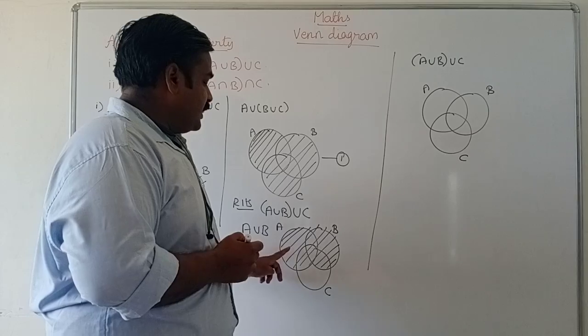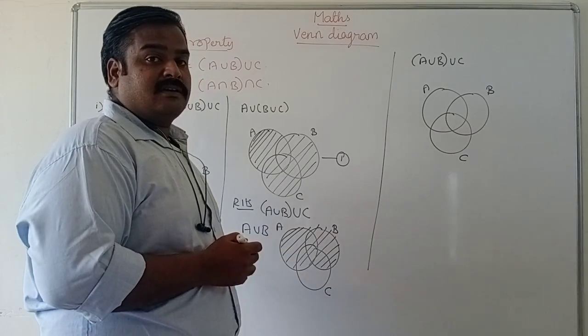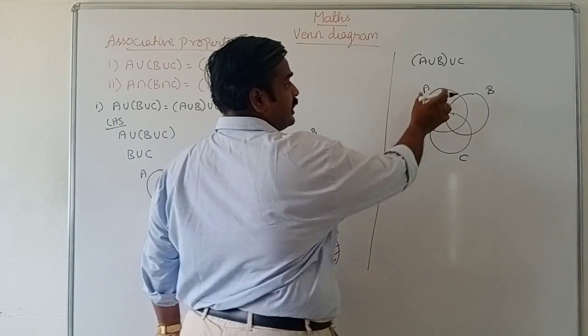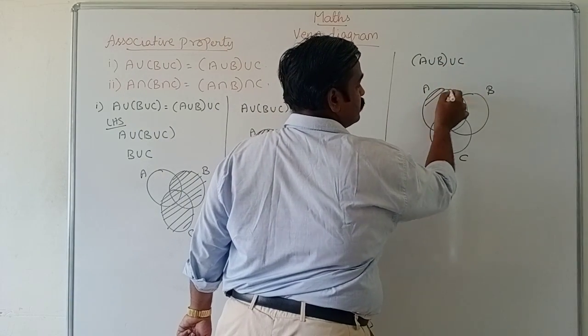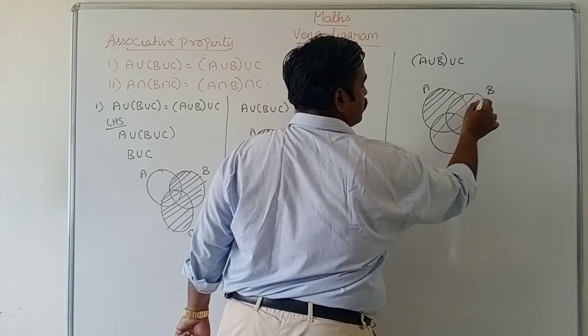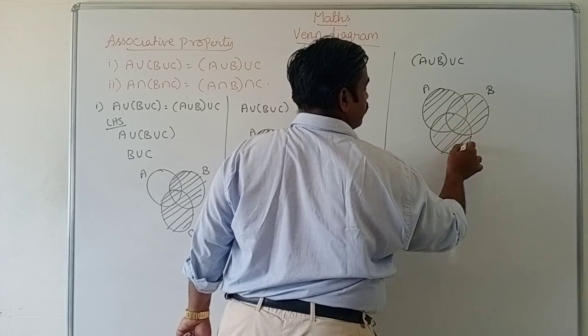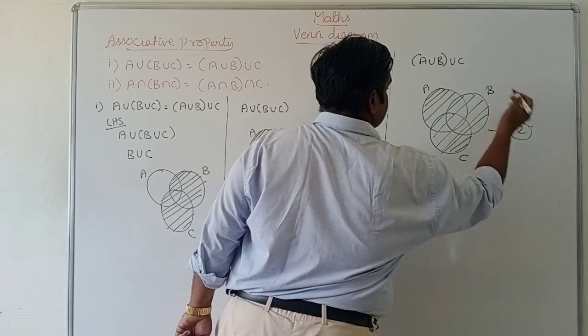So look at this place: along with these two circles, we have to shade the circle C also. Since this is A union B, along with this you have to draw this C also. That's all. Take this one as diagram number 2.